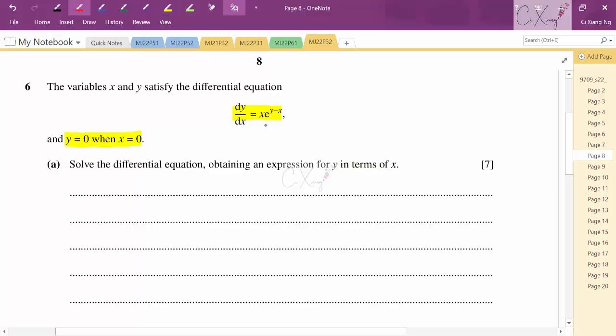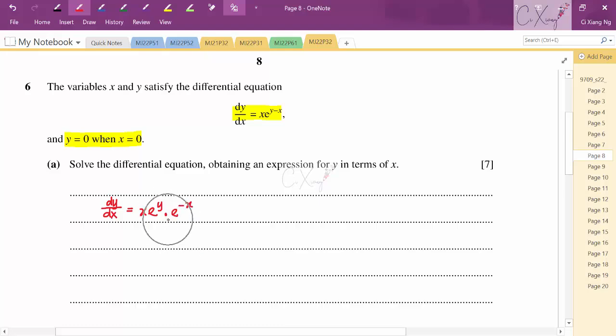So the first step to solve the differential equation, generally you need to separate all the variables first, where we group the variable y on the left and the variable x on the right. Before I separate them, for this e power y minus x, I can write it as e power y multiplied by e power negative x.